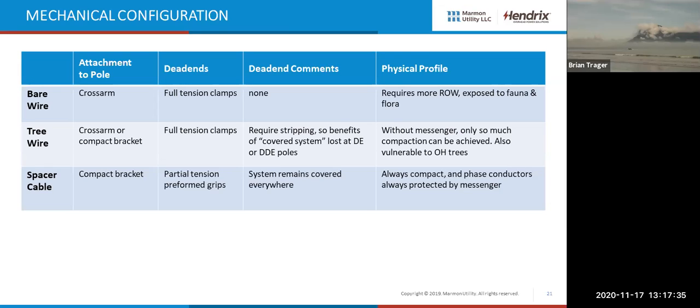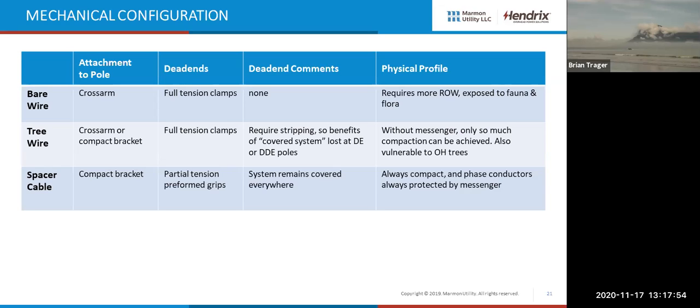When I talk about dead ends, bare wire, sure, I'm using full tension clamps, 100%. Tree wire, it's under full tension. So I need full tension dead end grips or shoes. Where with spacer cable, there is no tension, so I'm using partial tension preform grips.